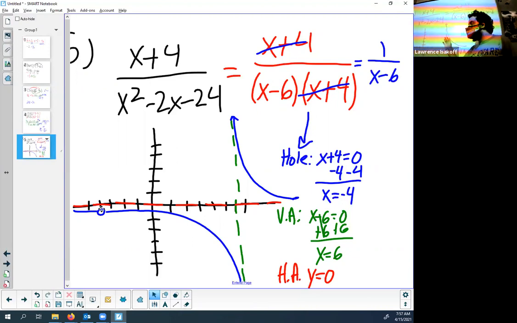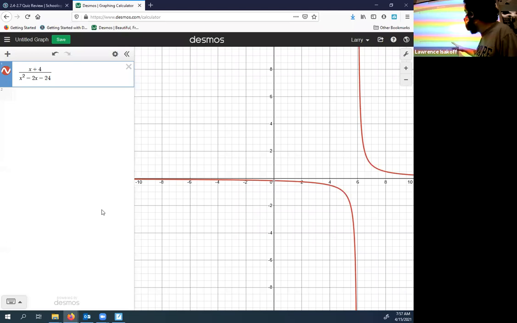Again, if I was doing this for the quiz, I would honestly just take a picture of all this and upload the picture. If you just want to upload the picture of the graph and type in the vertical asymptote, horizontal asymptote, that's fine. But right now, for time's sake, I'm just not going to take the time to upload it.